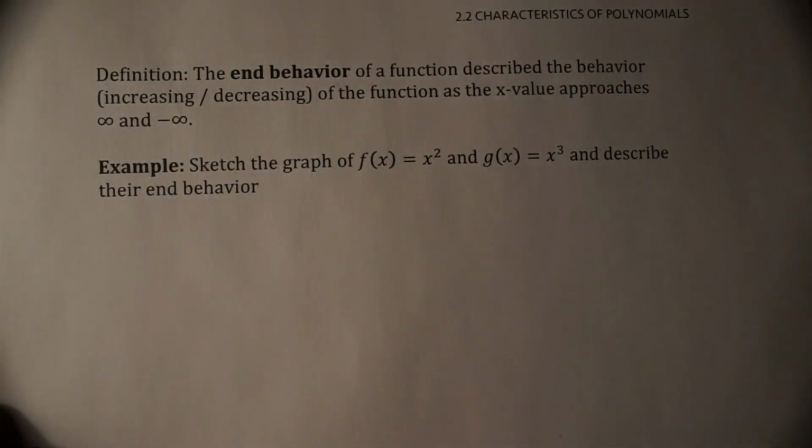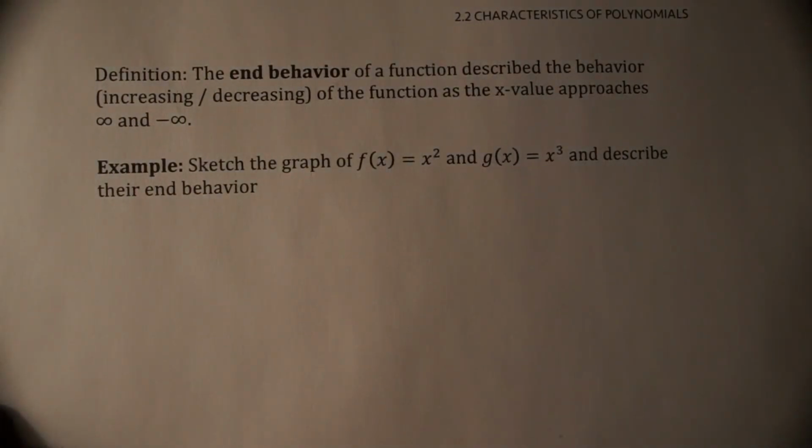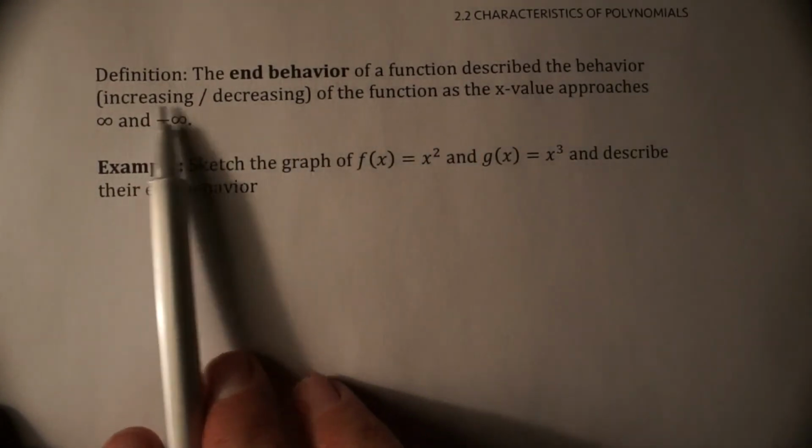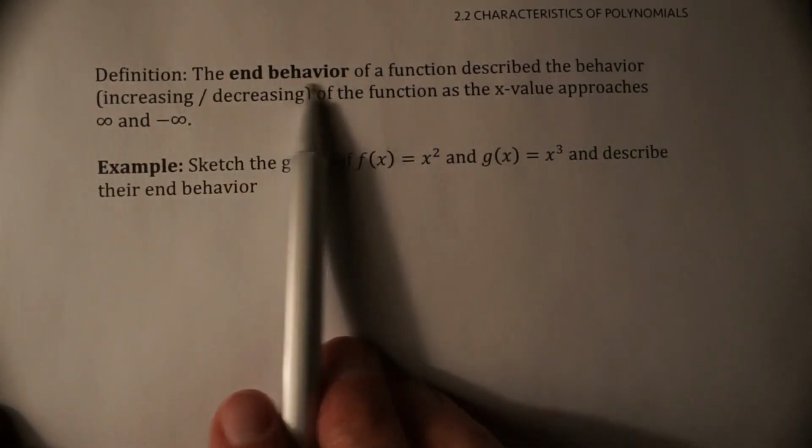So in this lesson, we're going to learn a few more characteristics about polynomial functions. We've already learned a couple about their finite differences, their domain and range. The characteristic we're going to look at now is called the end behavior of a function.